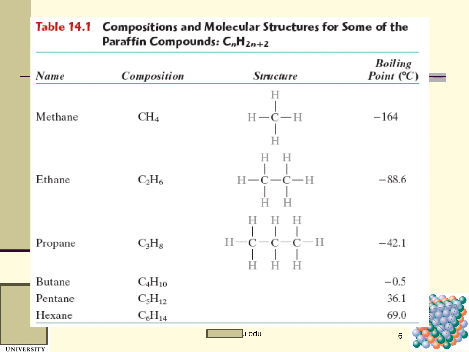And so here are compositions and molecule structures for some of the paraffin compounds. Paraffin compounds have the formula CnH2n+2. So name, composition, chemical structure, along with their boiling points. Keep in mind these are boiling points. This is a very soft material.